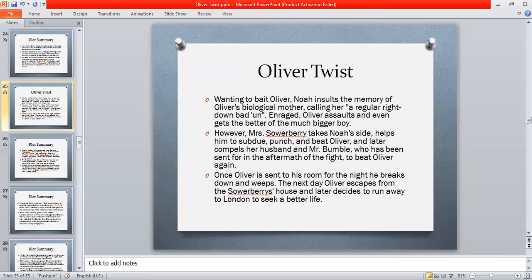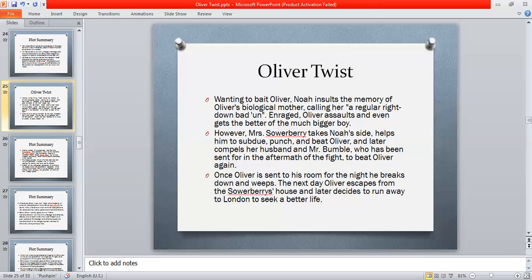Of course, Oliver becomes very angry, so Oliver attacks Noah and even gets the better of the much bigger boy. Although Noah is bigger and older than Oliver, Oliver can beat him. However, Mrs. Sowerberry takes Noah's side because she dislikes Oliver, helps him subdue and beat Oliver, and later forces her husband and Mr. Bumble, who has been sent for in the aftermath of the fight, to beat Oliver again.